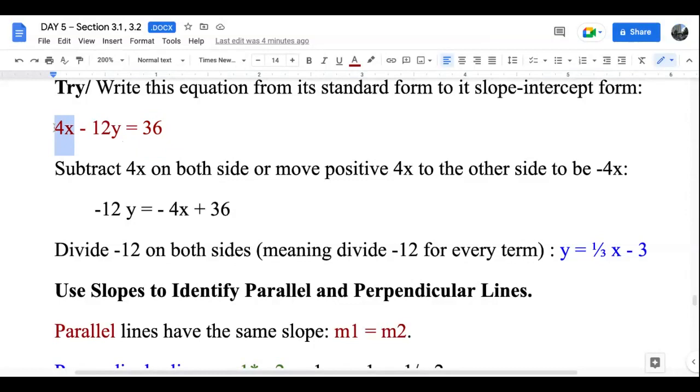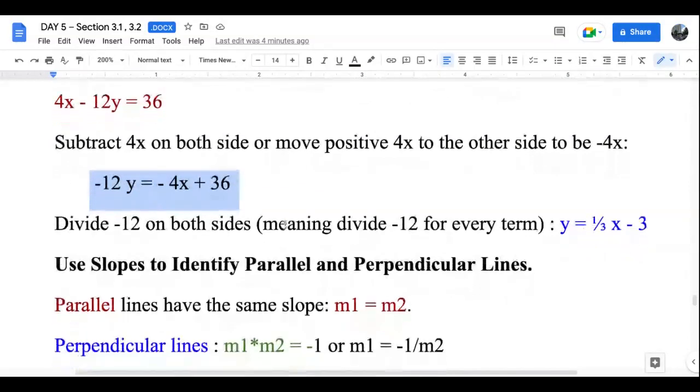First, we move positive 4x to the right-hand side, and it becomes negative. Then we divide by negative 12 for all three terms. Negative 4 divided by negative 12 is 1/3. 36 divided by negative 12 is negative 3. So the slope is 1/3, and the y-intercept is (0, negative 3).